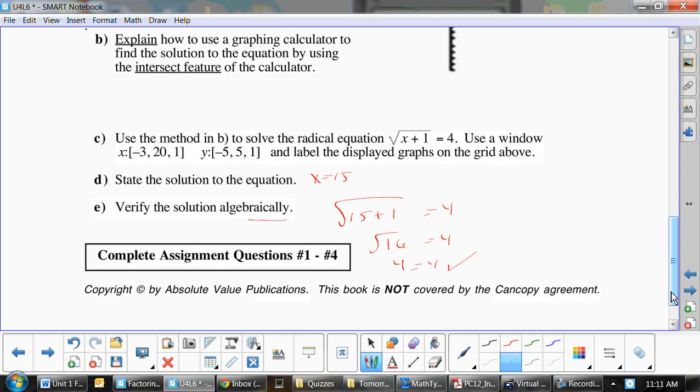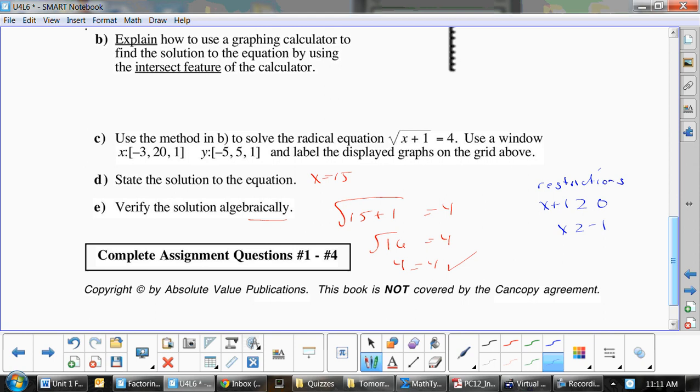Anyone know by looking at this what the restrictions would be? It's pretty easy, right? If I had to do it, x plus 1 has to be greater than or equal to 0. X has to be greater than or equal to negative 1. That's how fast you can do it. Okay? That's restrictions.